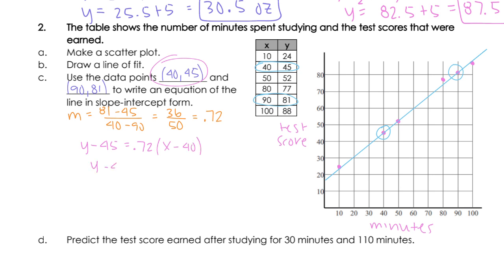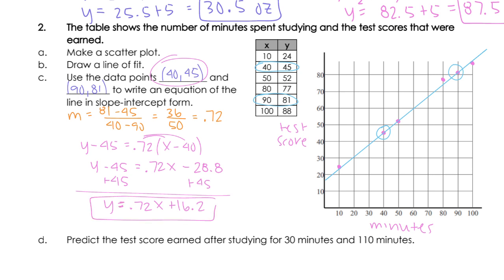And then I have y minus 45. Go ahead and distribute that 0.72, so 0.72x, and then minus 28.8 when you multiply 0.72 by 40, and then add 45 to both sides. And we get y equals 0.72x plus 16.2. That would be our equation of the line of fit in slope-intercept form. So this blue line right here, the pink equation would be for that blue line there.